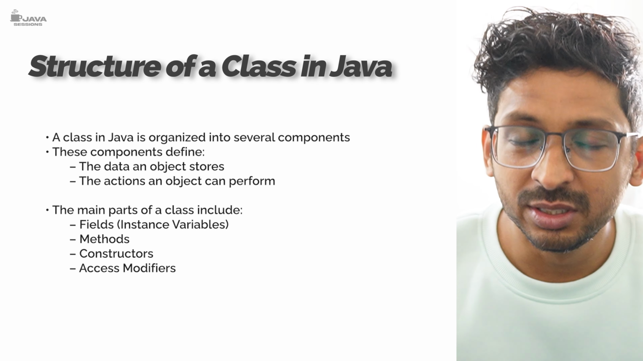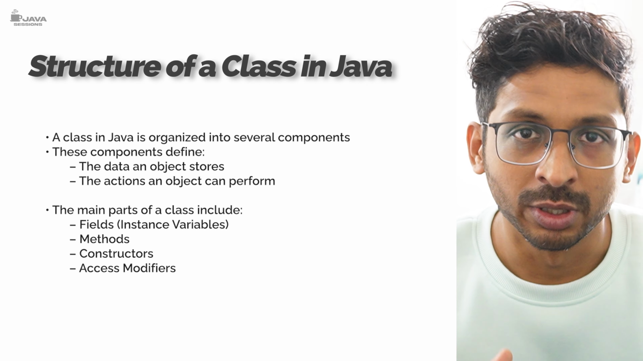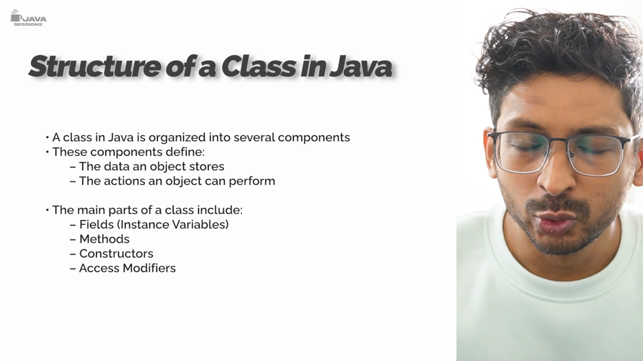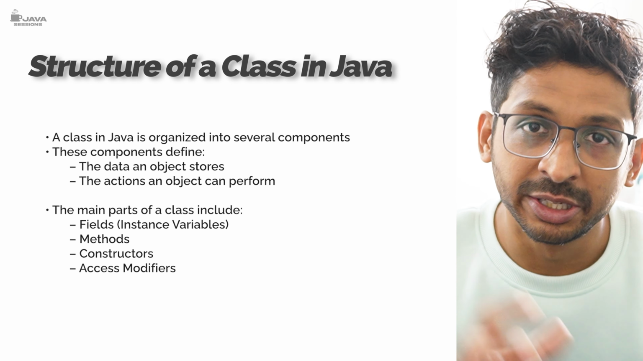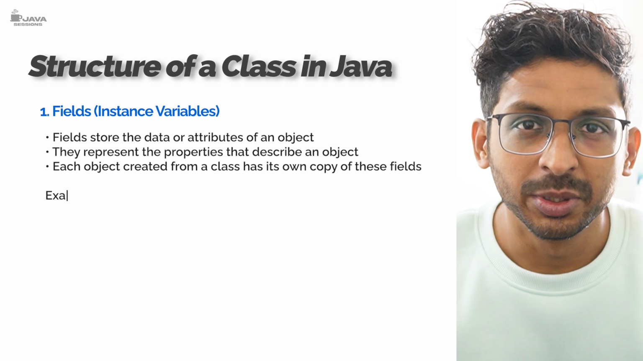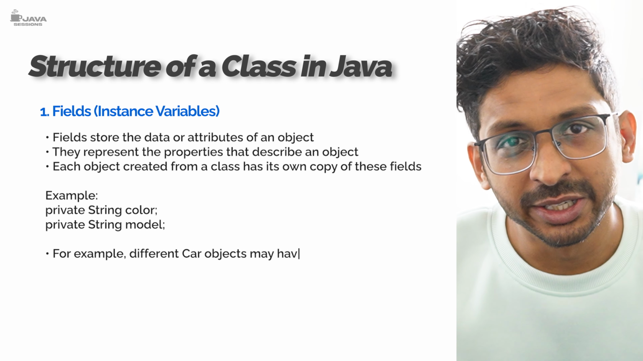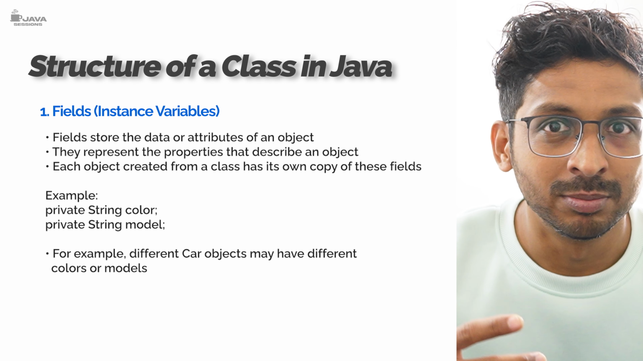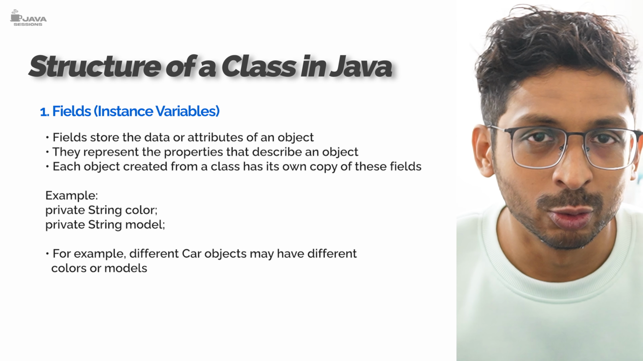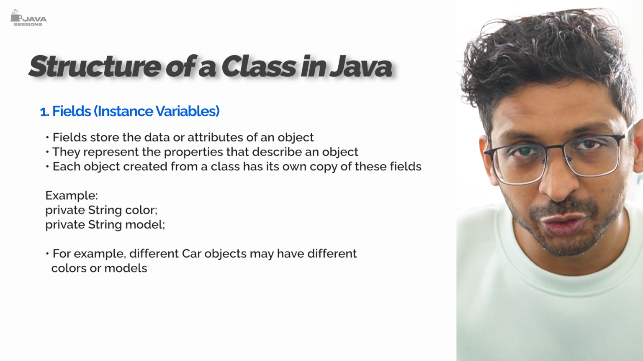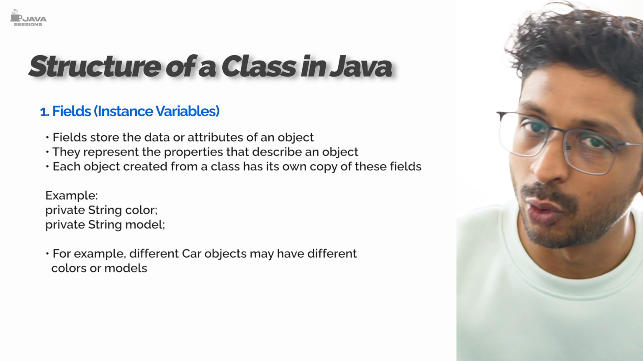We first have fields. Fields are the data holders of the class. They represent the attributes or the properties of the objects created from that class. Each object is going to have its own copy of these fields. For example, in a car class, fields might include the color, the manufacturing year, or the top speed. One car could be red, another could be blue. They are going to have the same structure, but they can have different values for these fields.